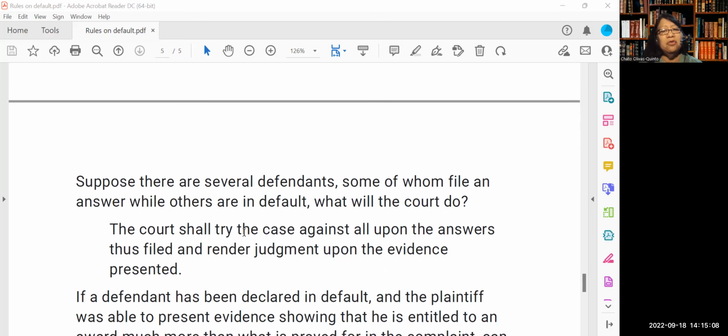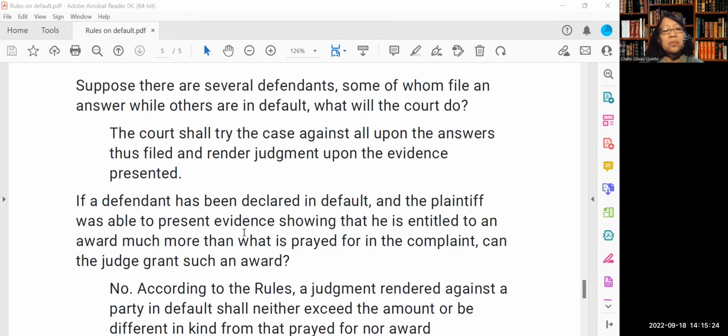Suppose there are several defendants, some of whom file an answer while others are in default. Anong gagawin ng court? The court will try the case based on all the answers filed by the defendants and render judgment upon the evidence presented.